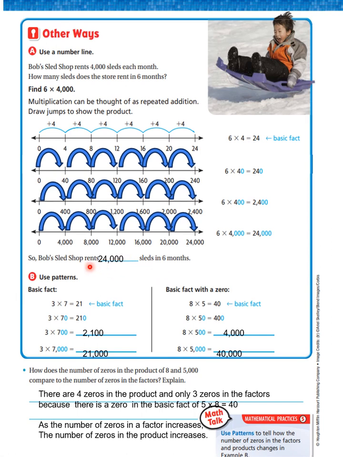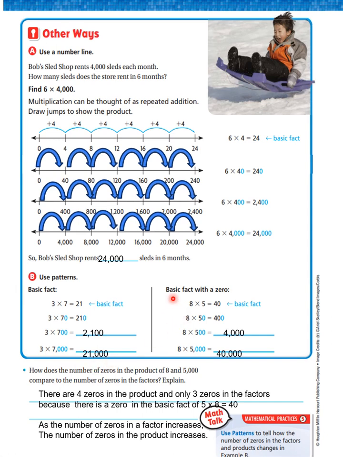All right, let's use the pattern for the basic fact. 3 times 7 equals 21. That's the basic fact. Now, let's multiply 3 times 70. That would be 210. 3 times 700, 2,100. 3 times 7,000, 21,000. All we're doing is taking the basic fact and adding the number of zeros from the larger number. So 3 times 7,000 would be 21, right here, adding 3 zeros.